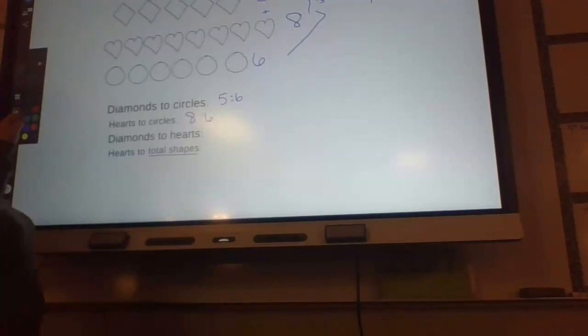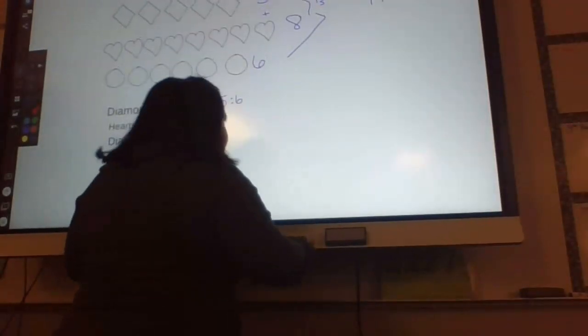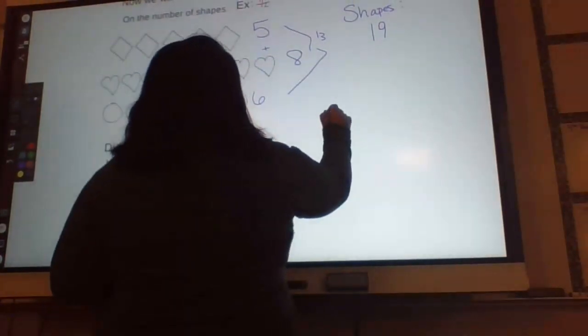Well, let's give it a try. And let's do orange this time. So I'm going to stick this out to the side because there's not a lot of room on the paper. So I have 8 and 6.